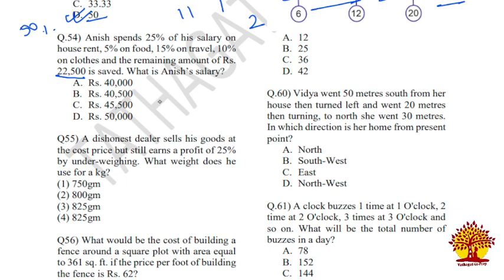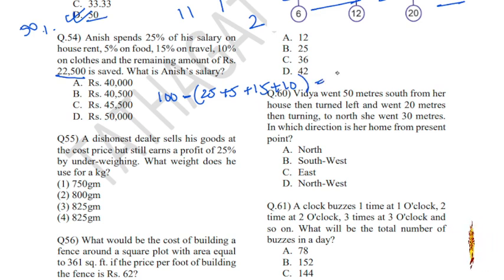Here the remaining salary percentage is 100 minus the total spending, 25% plus 5% plus 15% plus 10%. It will be 45%. This whole spending: 25 plus 5 is 30, 30 plus 15 is 45, 45 plus 10 is 55, and 100 minus 55 is 45. What is given is that 45% is equal to 22,500. The remaining amount is savings.